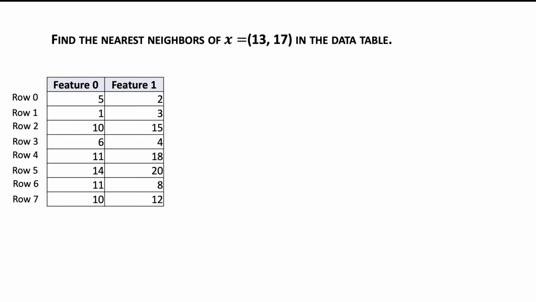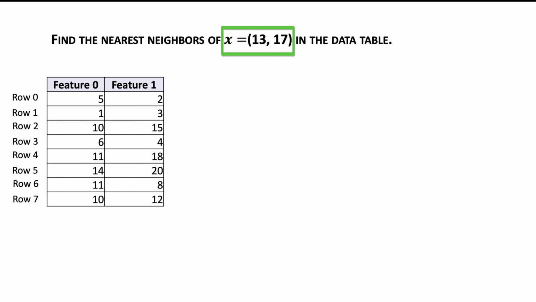Also, I am using indices 0 and 1 for two features. That's why I have feature 0 and feature 1. It is just a programming semantic. In another programming language, the index might start from 1. Such as, unlike Python, MATLAB has indexing of arrays beginning from 1 instead of 0. Anyway, we will be using Python, so we are using indices or row IDs starting from 0. Again, x 13, 17 is a point whose nearest neighbors we want to find.